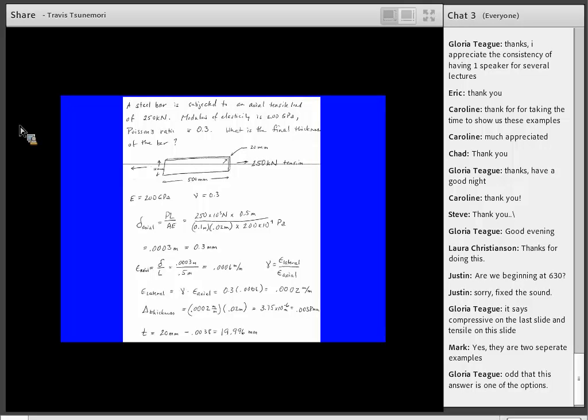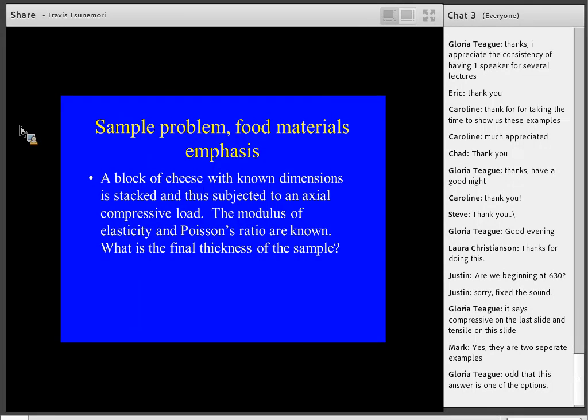Okay, so several steps here. Organize. Keep yourself in a very organized fashion. Keep track of things and watch what's happening, and then continue to go back to the question until you get the right answer. Here's another one. Block of cheese. This is a food materials type emphasis. Block of cheese with known dimensions is stacked and subjected to an axial compressive load.